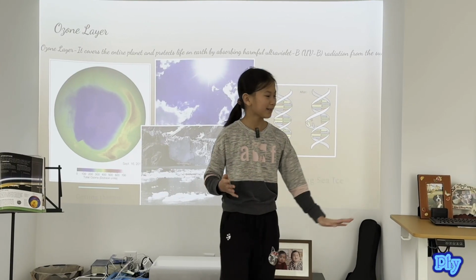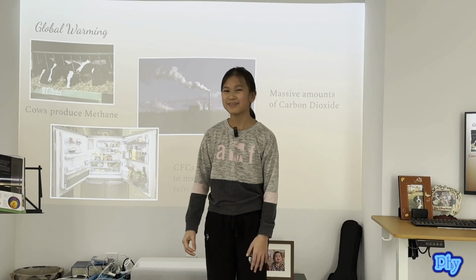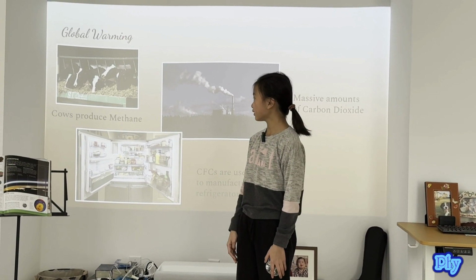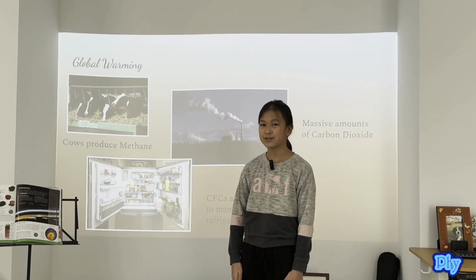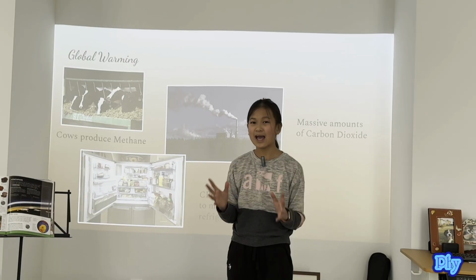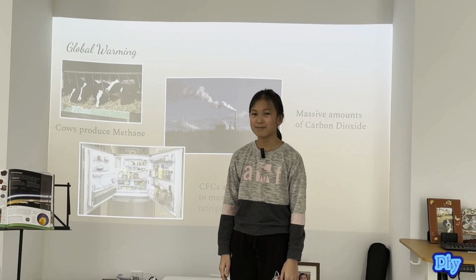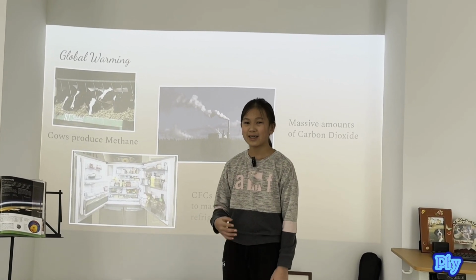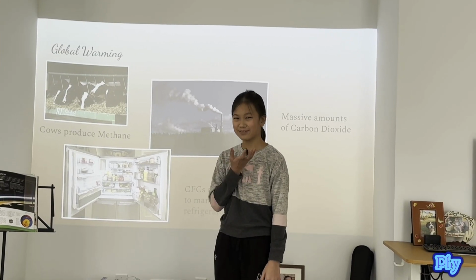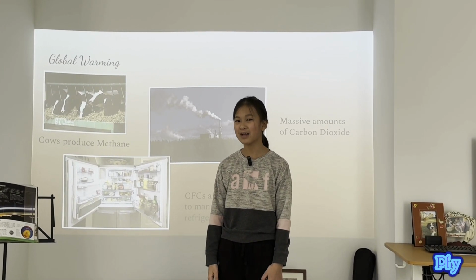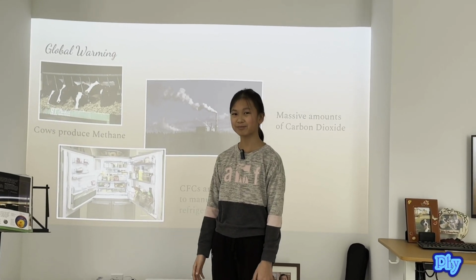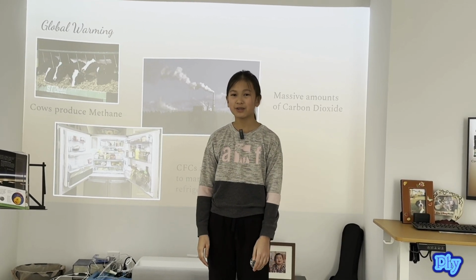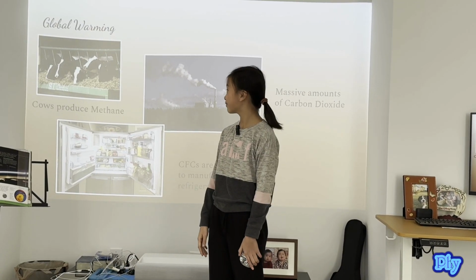And moving on, we need to stop global warming. Global warming is part of what causes the ozone layer to thin. It's because cows produce methane. This is a high percentage of what causes global warming, because when we keep feeding cows grass and hay, it will cause them to fart or to burp, which will cause methane, which is a harmful greenhouse gas in our atmosphere. These gases are going to start trapping heat into our ozone layer and furthermore destroying it.